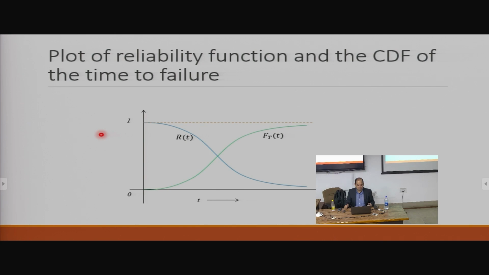So these are basically the same thing visually, right? You have the reliability function decreasing and you have the CDF increasing. They both reach 1. So this measures the probability that you're succeeding at time t. F(t) measures the probability that you failed at time t.